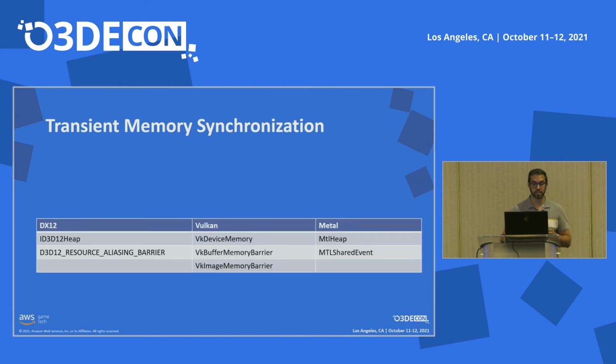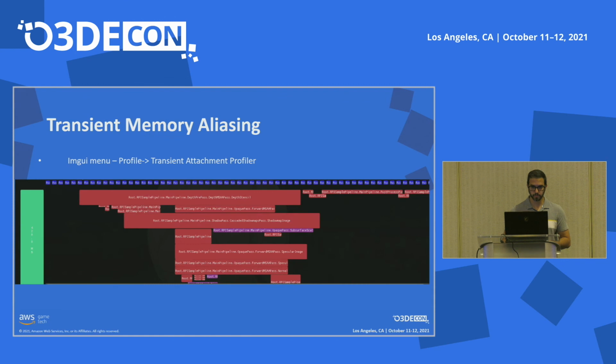So in this case, for DirectX 12, we use heaps to allocate all the transient memory out of, and we use an aliasing barrier. For Vulkan, it's just device memory, and then we have memory barriers. And then for Metal, there's a heap, and then there's a shared event that we use.